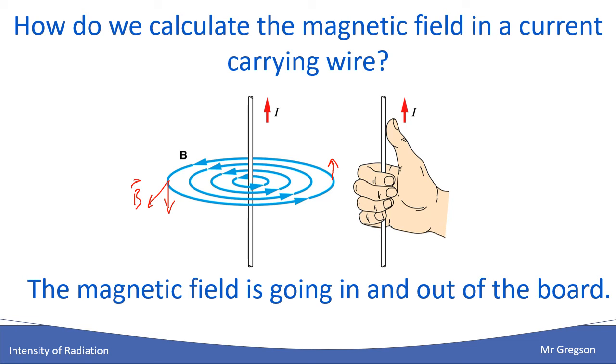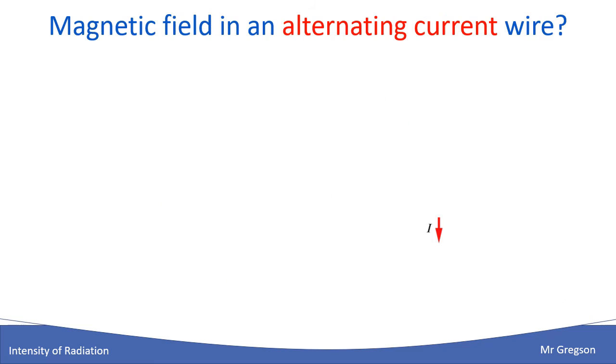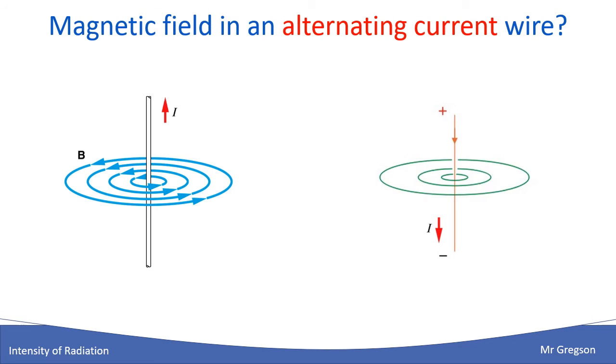Magnetic field. Someone will tell me off for this one day, but I just simply cannot draw. Okay, so what would that look like? Alright, so in an alternating current wire, this is the point of this slide, you'd obviously have our plus and minus.